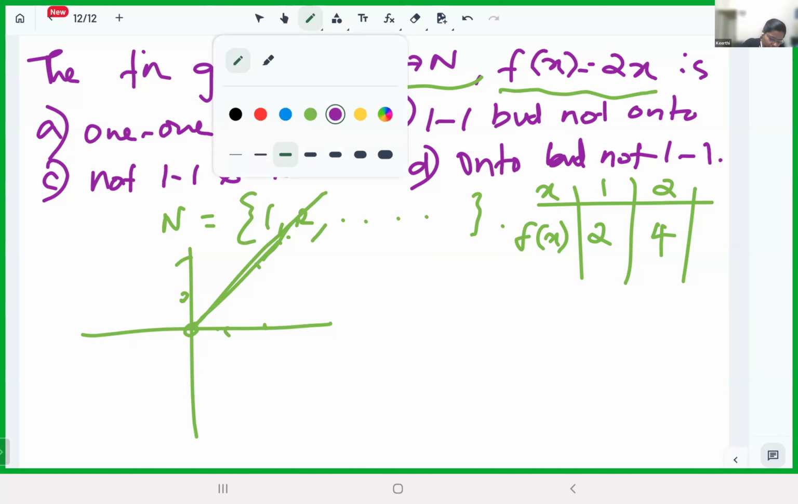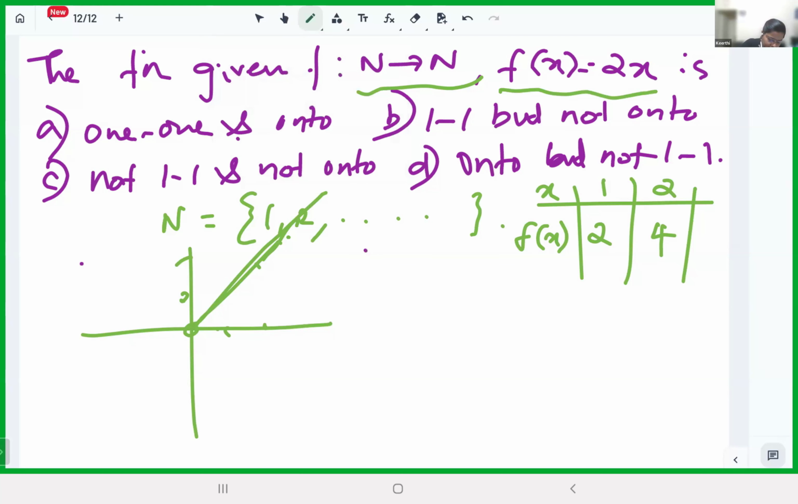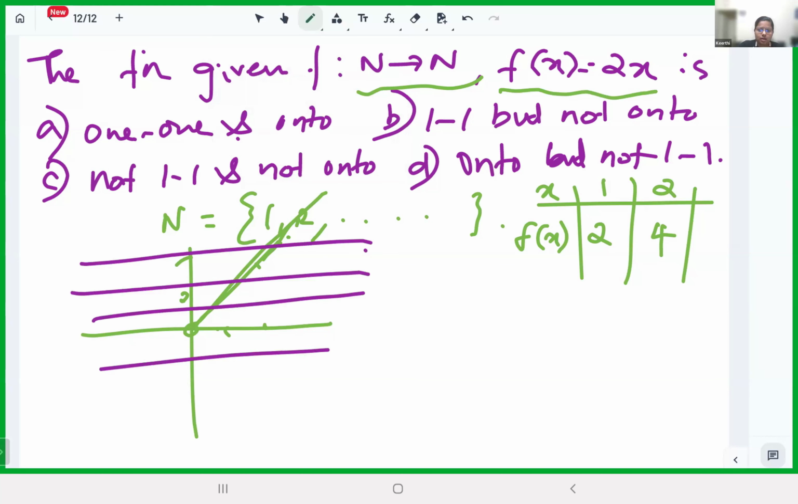If you draw horizontal lines like this, it is touching in one point only, right? It is touching the graph in only one point. So we can say that it is 1, 1. But if you draw vertical lines, here you can see that these elements have no image. It has no image. So it is not onto.